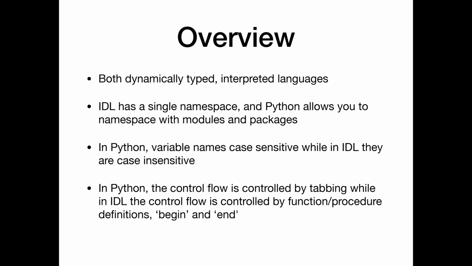So as a general overview, both IDL and Python are dynamically typed interpreted languages. So they're very similar outside of the cost of IDL. But the big difference for most IDL developers is that IDL has a single namespace, while Python allows you to have as many namespaces as you'd like with modules and packages. And I think every IDL developer runs into this problem. So that's a huge benefit of Python over IDL right there. So you don't have to worry about everything being in the same namespace.